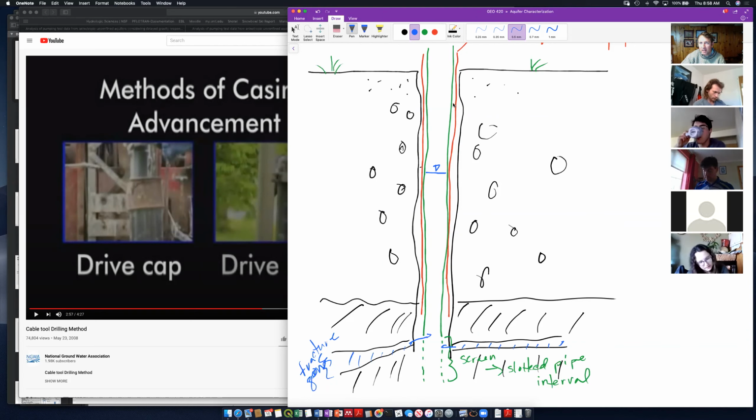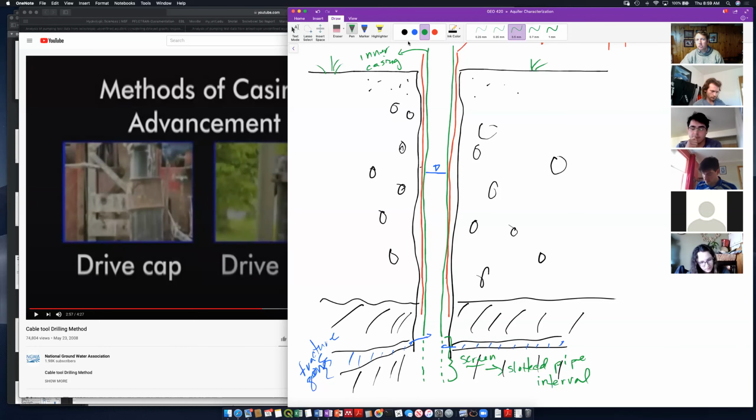All right, so we've got casing. Here we've got outer casing, we've got an inner casing. We call this inner piece casing if it's intact pipe, and where it's perforated, we call it screen. Here our screened interval would be over this fractured zone, and we'd be cased everywhere else.